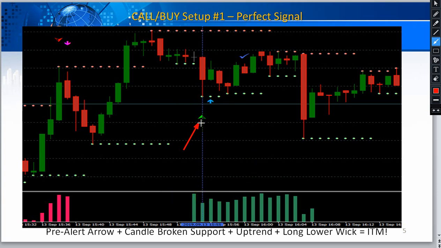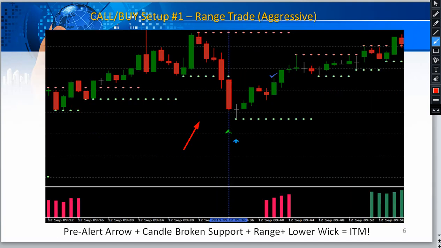This is trading with the trend. This is trend following, because you ensure you are in an uptrend for a call or for a high option. Now let's consider an aggressive entry where the market is not trending. The histogram is blank. It's not red, it's not green. So the same rules. You have a pre-alert. The pre-alert we have is this one, on this candle.